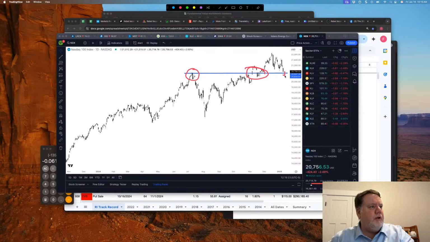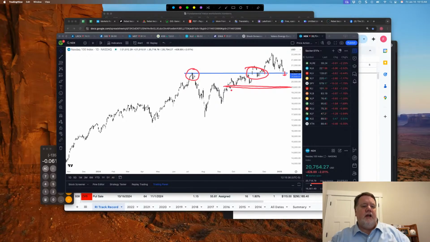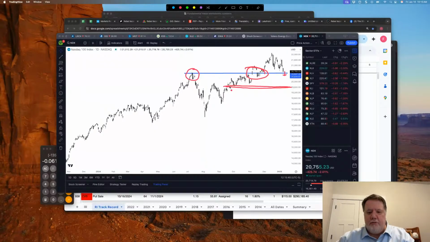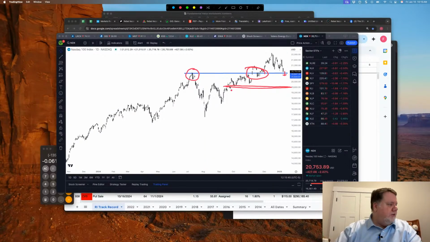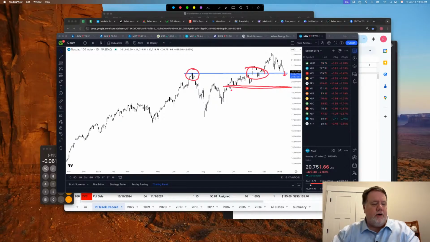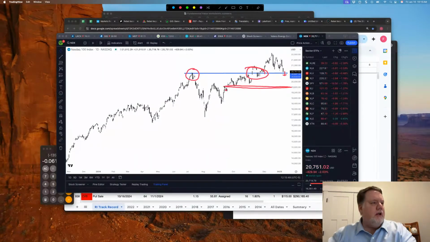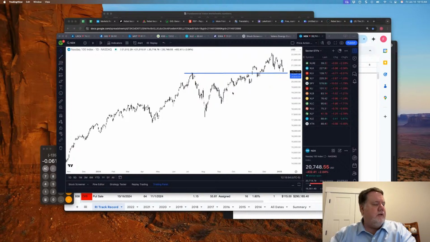If it breaks down below this, then it's possible we could see a drop down in here to the 19,600 level. Now that's about 3,000. Now you're starting to talk about correction territory at that point. So that could become a little bit more severe, but even corrections within longer term upward trends are pretty normal. So still not categorically bearish.